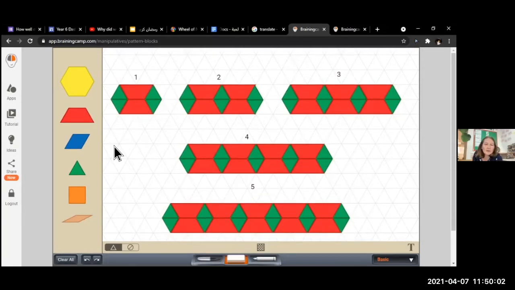So what happens to the number of triangles each time? Like, in pattern number 1, there are 4 triangles. In pattern number 2, there are 6 triangles. So this is going up by half.